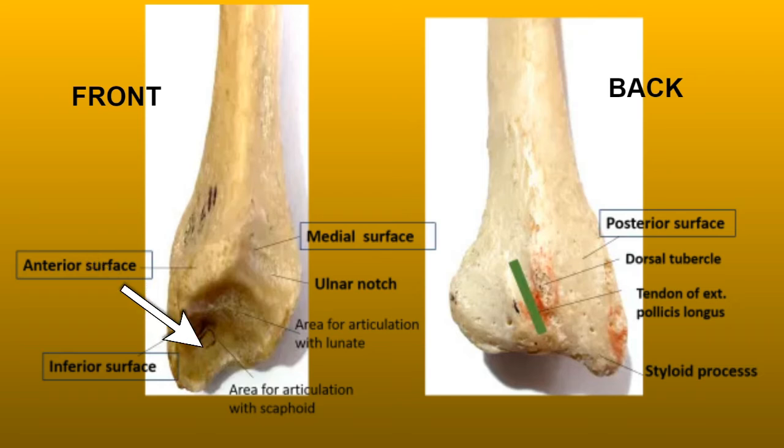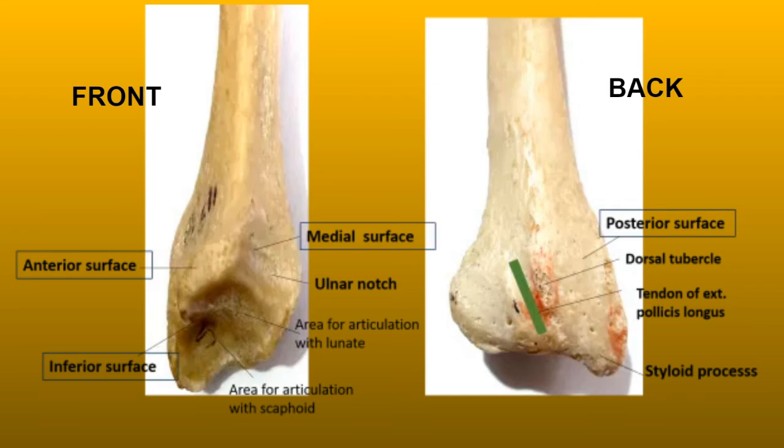And lastly, the inferior surface bears a triangular area for the scaphoid bone. The scaphoid bone is one of the wrist bones. The inferior surface bears a triangular area for the scaphoid bone and a medial quadrangular surface for the lunate bone. The lunate bone is also one of the wrist bones. This surface takes part in forming the wrist joint.